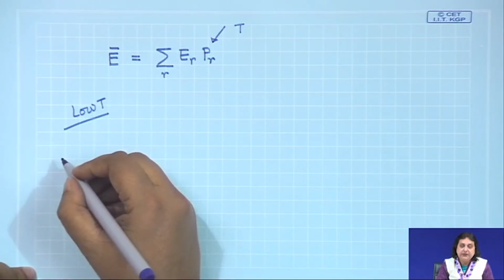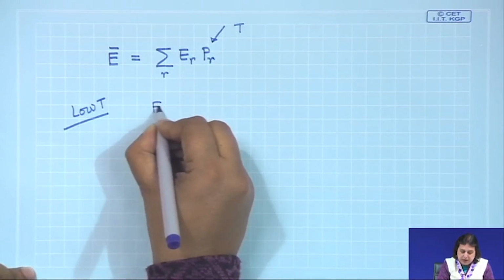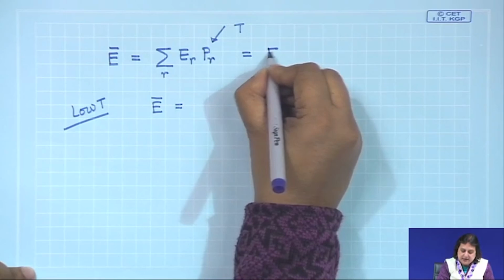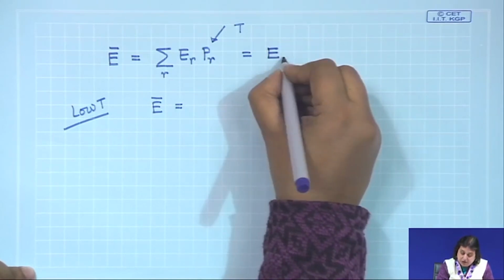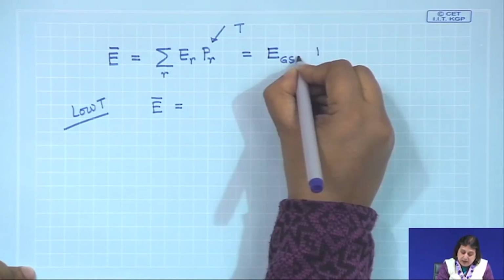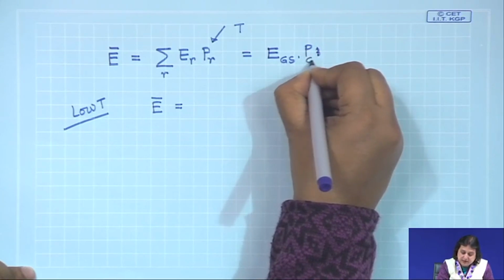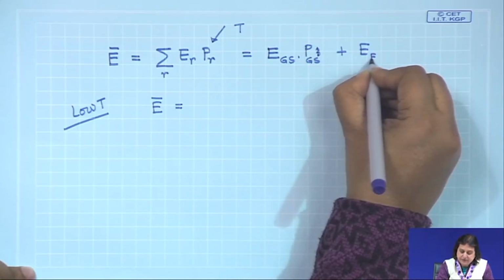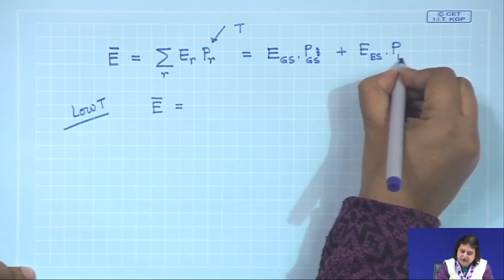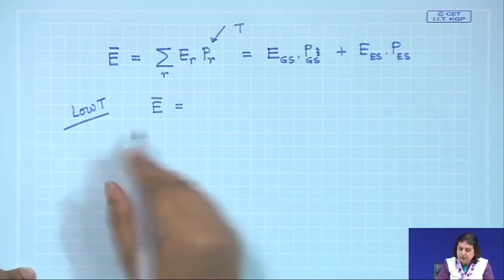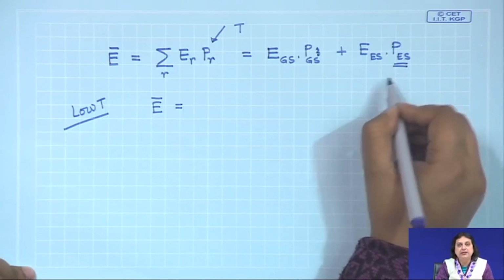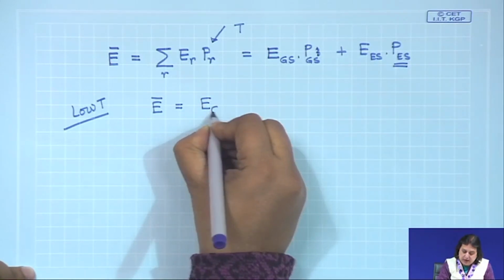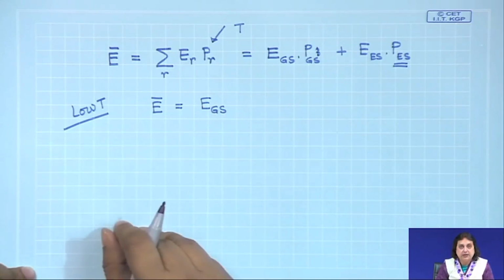this probability is very small, and therefore, E bar is approximately, so if I can write this as, this is E electronic energy ground state into probability of observing the system in the ground state plus E first excited state into probability of observing it in the first excited state. At low temperature, this probability is very, very small. As a result, this is dominated by the ground state energy.